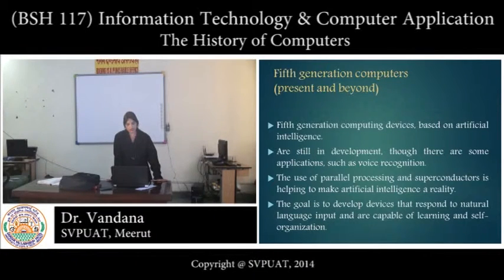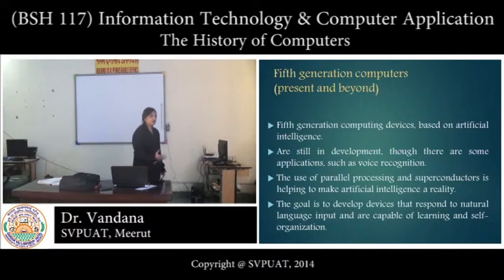The goal of this generation is to develop devices that could respond even to natural languages, the language which we people use, with machine learning, self-recognition and self-organization. So this is a little introduction to the various generations of computers which we use.